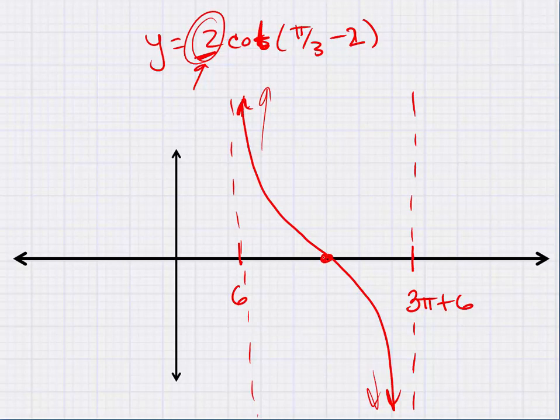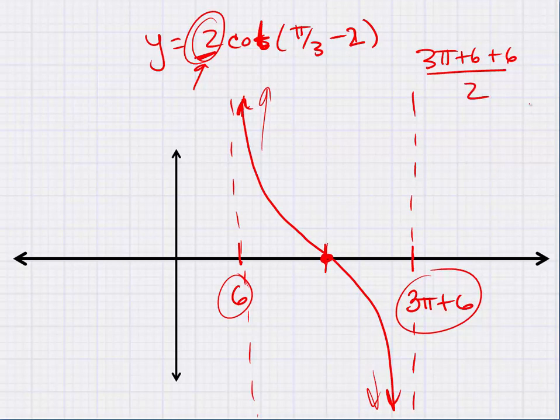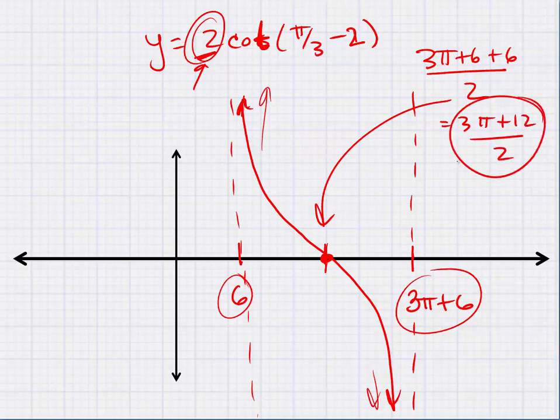The only thing I would want to look at would be, where is this x-intercept? Well, this x-intercept's directly in between these two. So if I add these two together, 3 pi plus 6 plus 6, divide by 2, that'll tell me where that is. Well, this is 3 pi plus 12 divided by 2, and you know what? That's how I'm going to leave it. That's the x value right here. If you wanted, I could write that as 3 pi over 2 plus 6. But generally that could be left this way. So there's your graph of your cotangent function.